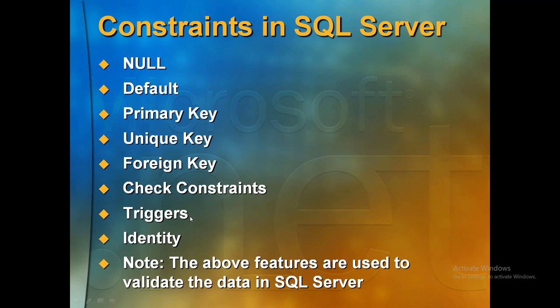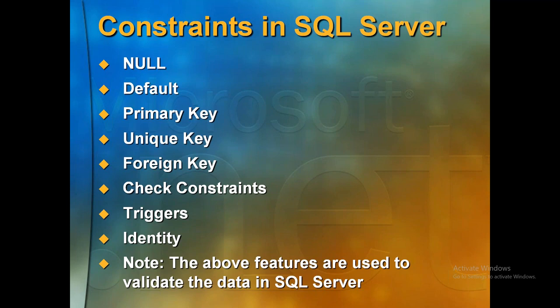Triggers we did not implement yet; we'll see them later. The above features are used to validate the data in SQL Server, but identity is a human understandable number. It is a unique number, and I can say the starting number is this, the ending number is this. But in a GUID, you cannot give a starting number or ending number, and GUIDs are not human readable. Nobody can understand the number because it is in hexadecimal format and very, very big numbers, but they are unique and automatically created.